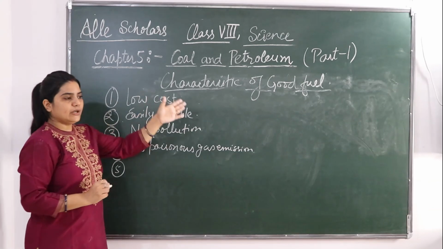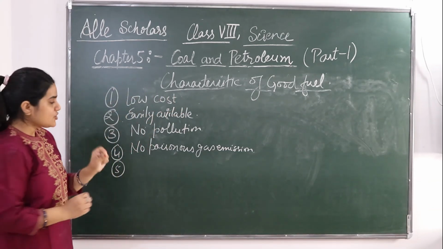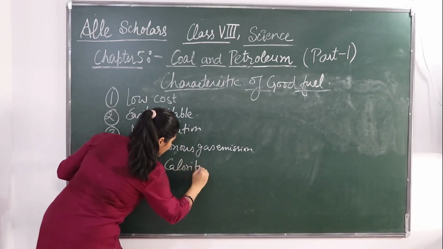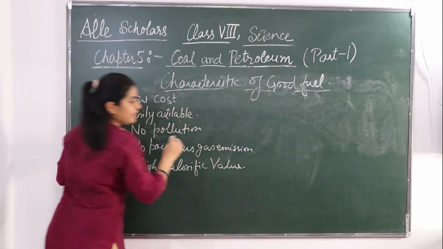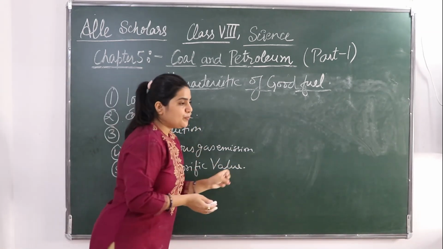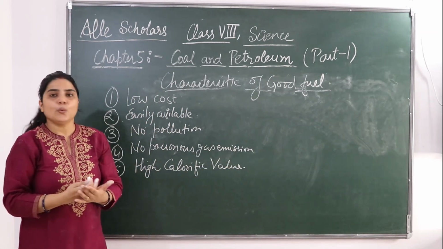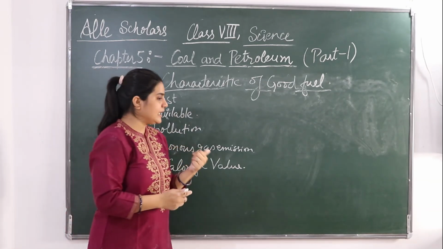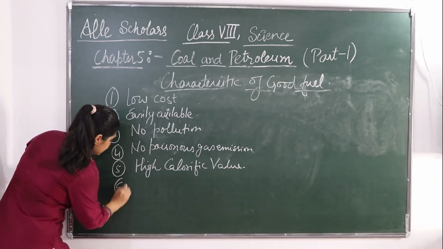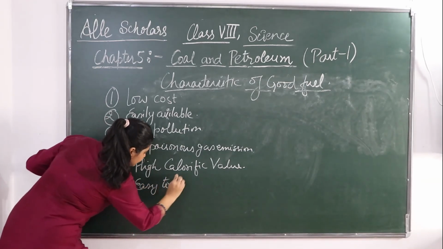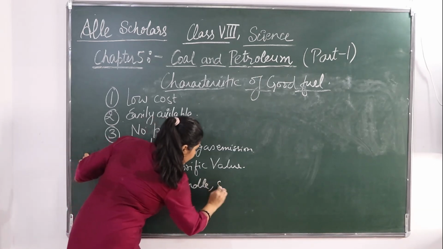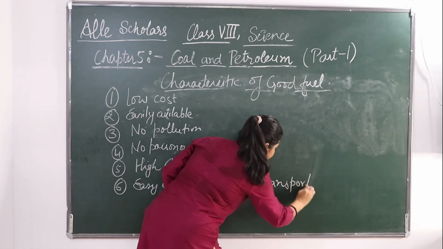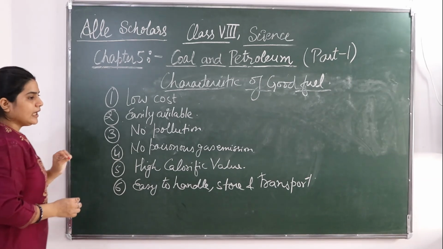Next, I have already told you about calorific value. It should have a high calorific value. Why should it have a high calorific value? It means it should produce a large amount of heat with respect to its mass. Next is that it should be easy to handle, easy to store and easy to transport. This is also a very good feature.